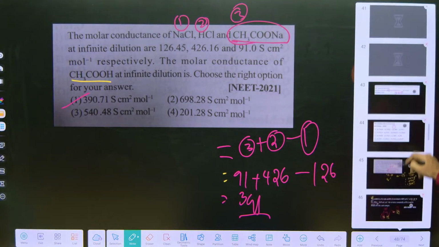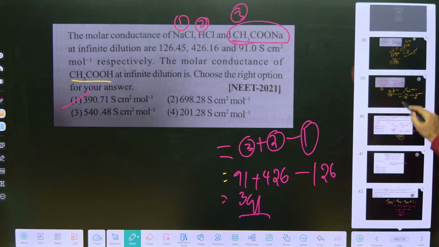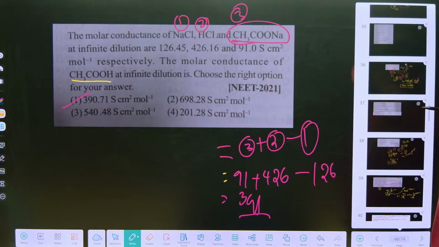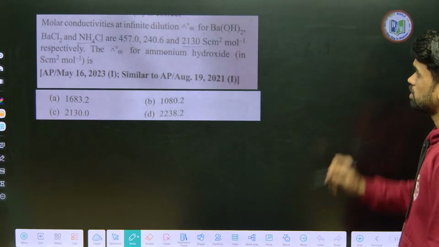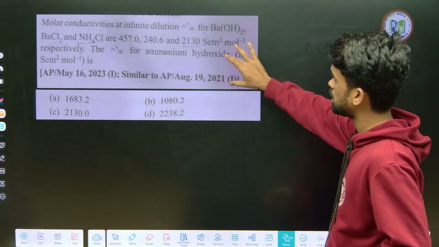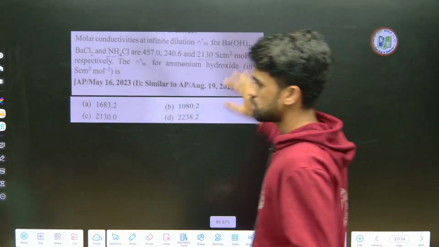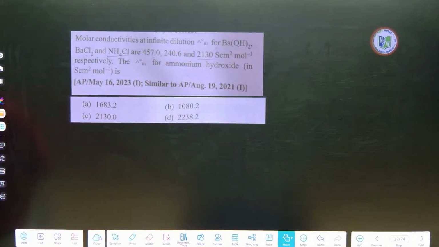Next thing to discuss here is, look at this question. It is a little interesting and tricky question to solve. Just tell me what is your answer? They are asking for NH4OH. So 3 plus 1 minus 2.